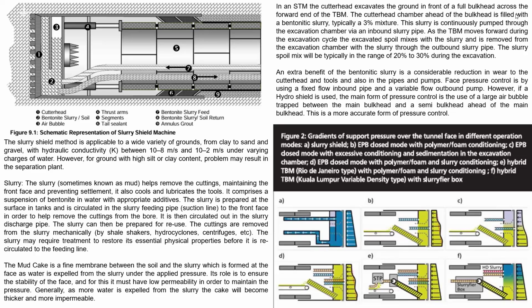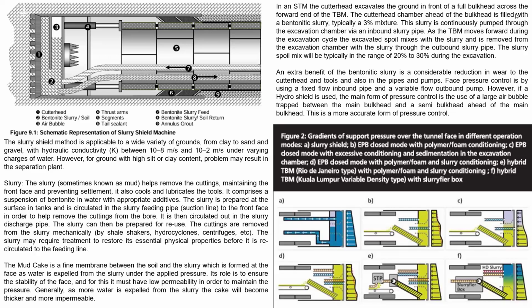Four is the thrust ram. Thrust ram, that I told, is the part that is applying the thrust to the segments that have been installed. And from this thrust, the TBM is moving ahead. Number five is the segments, that is the precast segment that is being installed from the tail end of the TBM.